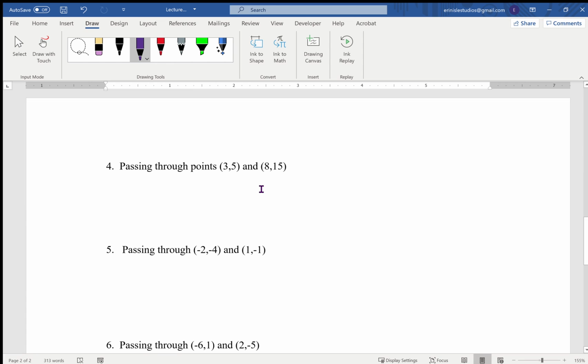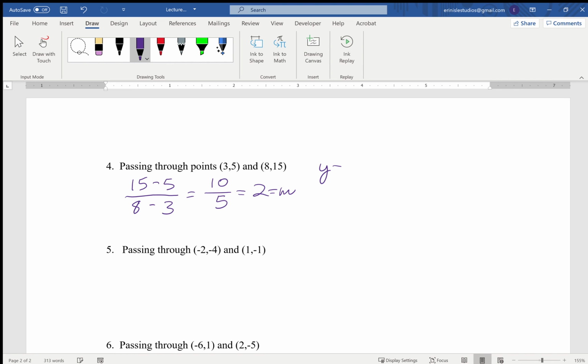Number 4, passing through these 2 points. Okay, so no matter what, you're going to have to find the slope, no matter which form you use. So y over x, y over x. Subtract, there we go. 15 minus 5 is 10, 8 minus 3 is 5. This simplifies down to 2. So this is my slope.